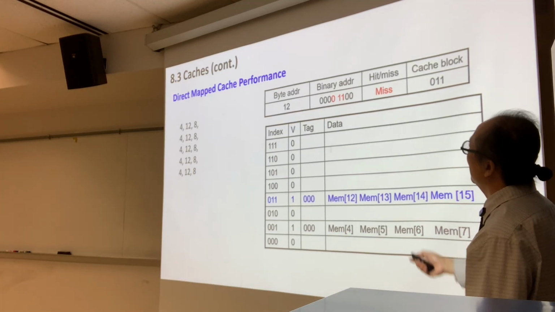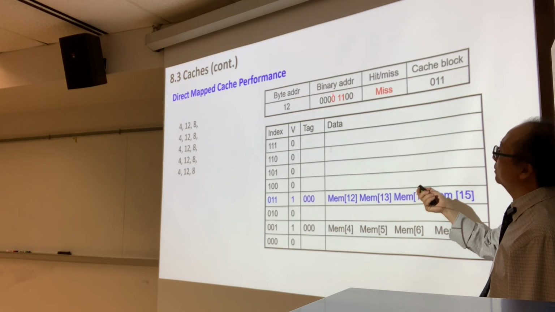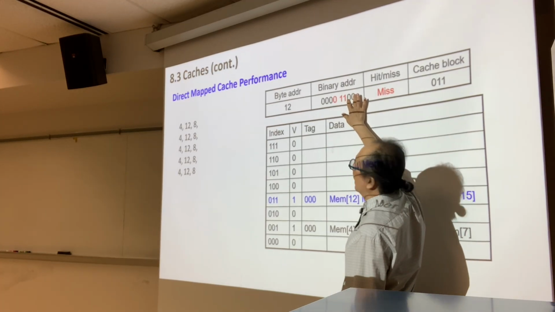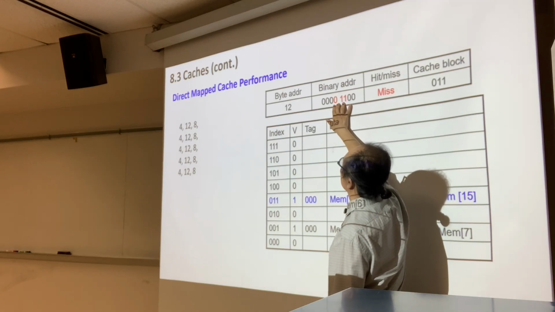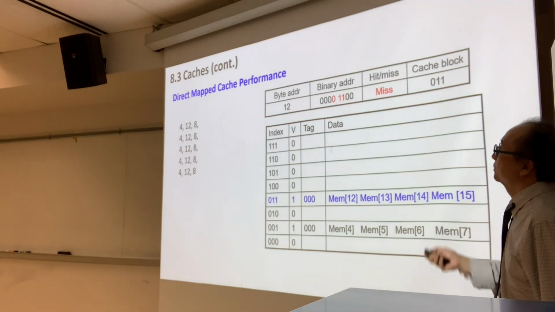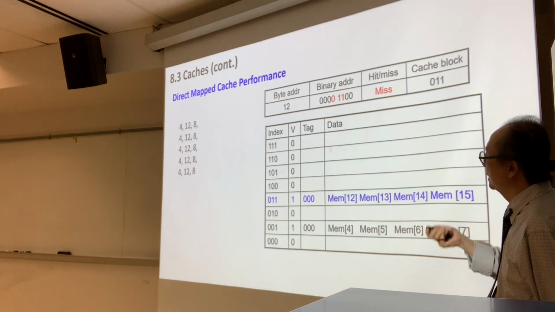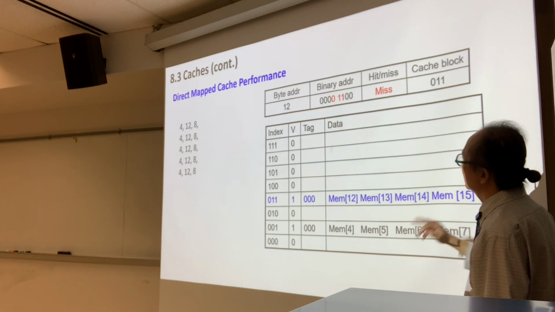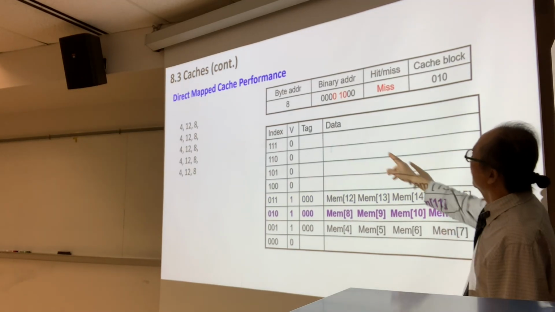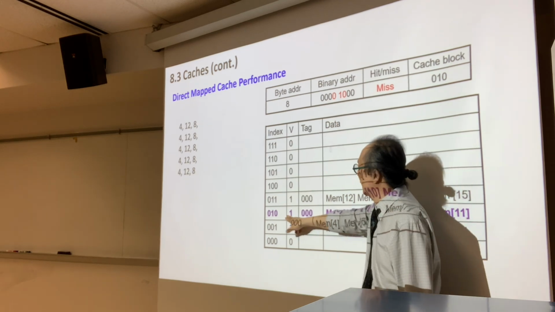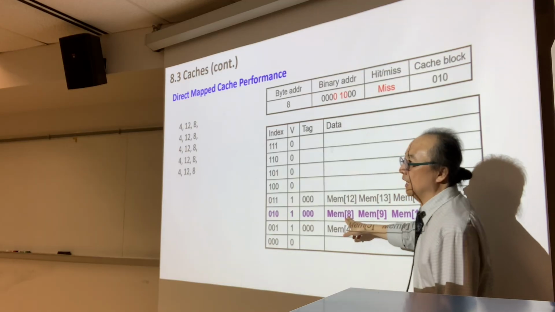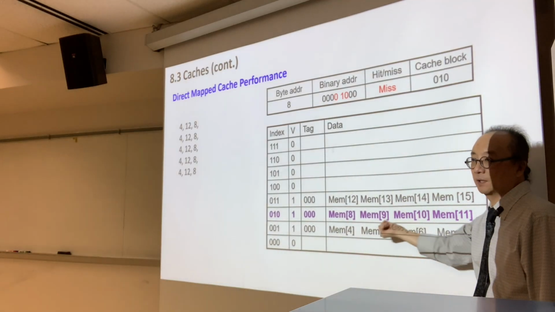And then for 12, we have 0, 0, 0, 0, 1, 1, 0, 0, with the lower 2 bits again as the offset. And the next 3 bits, 0, 1, 1, are our index for this memory address 12. And I need to bring my buddies, and this is going to be the tag. And for 8, we have 0, 1, 0 as index, and my location is here, 8, and I bring my buddies.